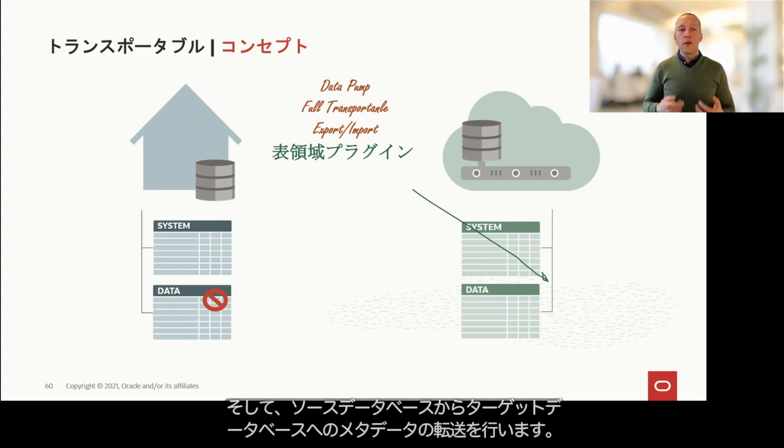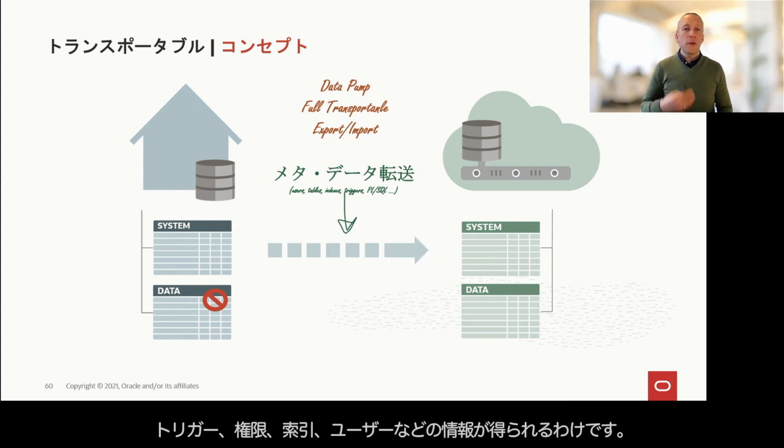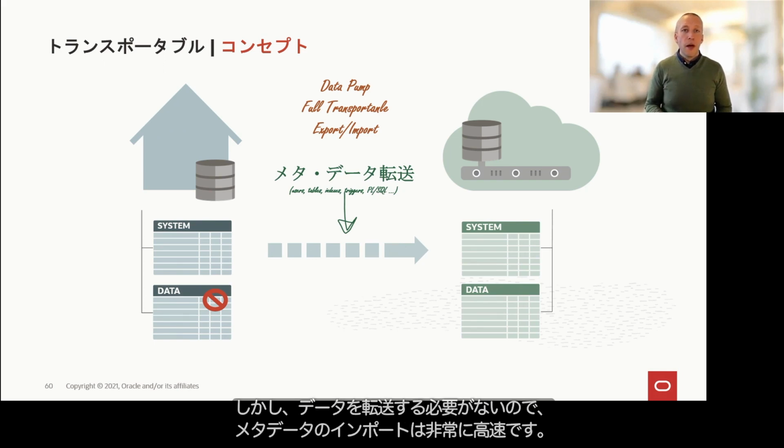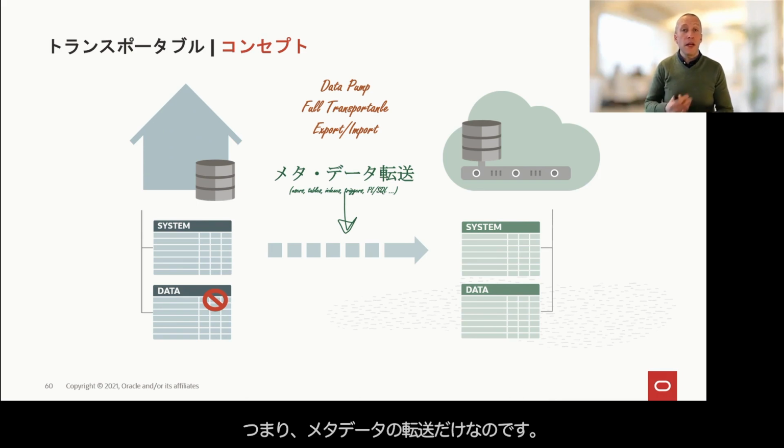And then we can do the metadata transfer from the source database to the target database. So we get information about triggers, grants, indexes, users, and so forth. But the metadata import is really fast because we don't have to transfer the data. We don't have to recreate the indexes. They are there in the tablespace already. So it's just a metadata transfer. It's normally fairly fast.